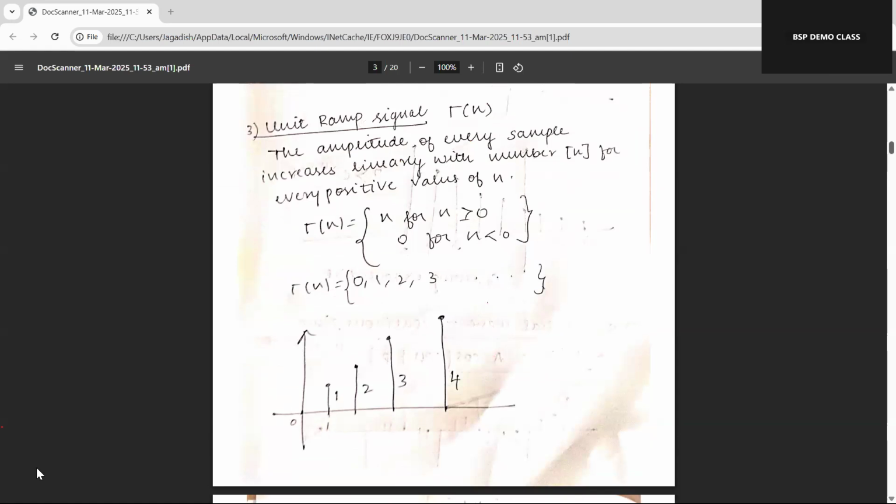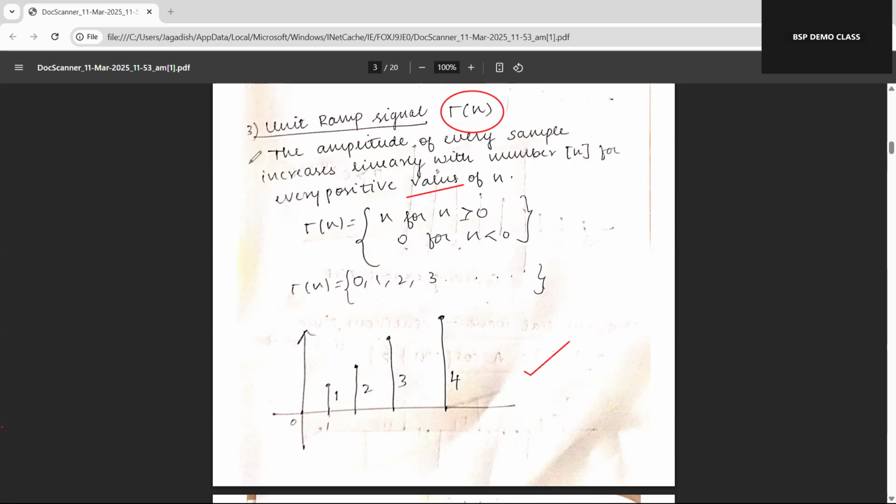The next one is unit ramp signal. What is unit ramp signal? Unit ramp signal is denoted by r of n. The amplitude of every sample increases linearly with the number of n for every positive value of n. What's the meaning of it? Like if it's 1, the amplitude will be 1. If it's 2, the amplitude will be 2. If it's 3, the amplitude will be 3. If it's 4, the amplitude will be 4. It will be increasing linearly. So that's the meaning of unit ramp signal.